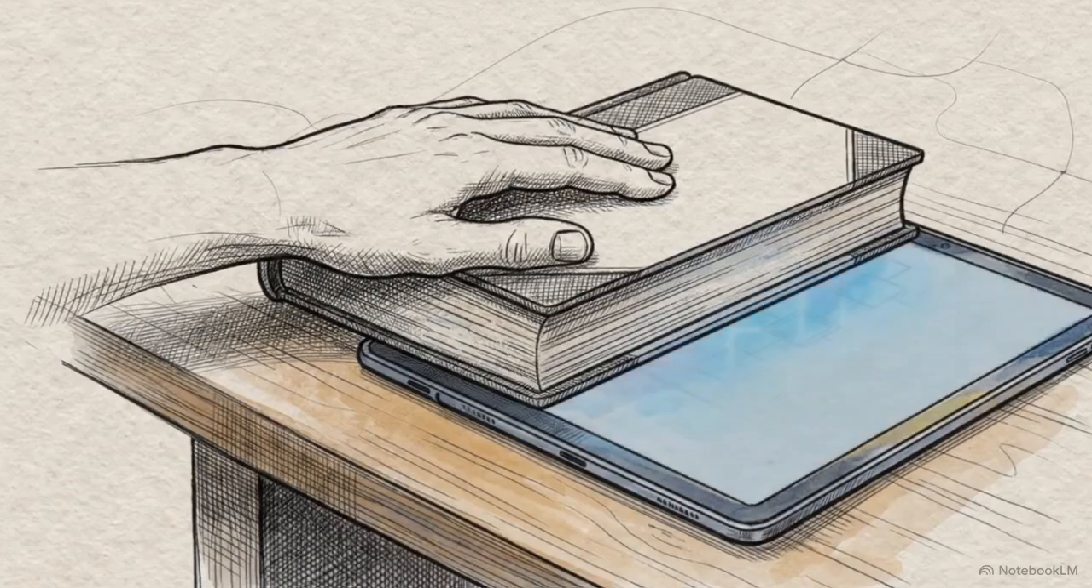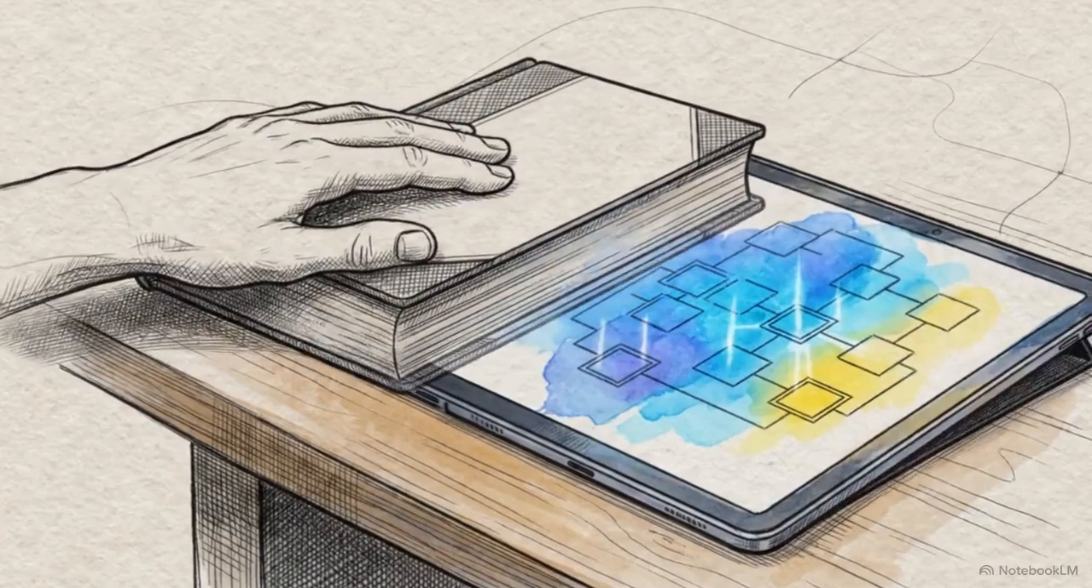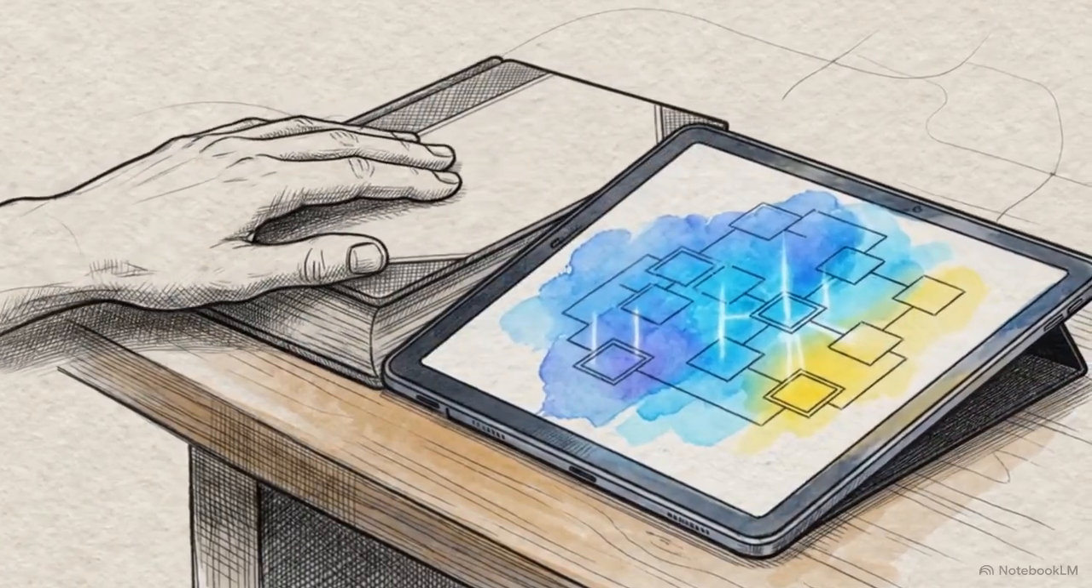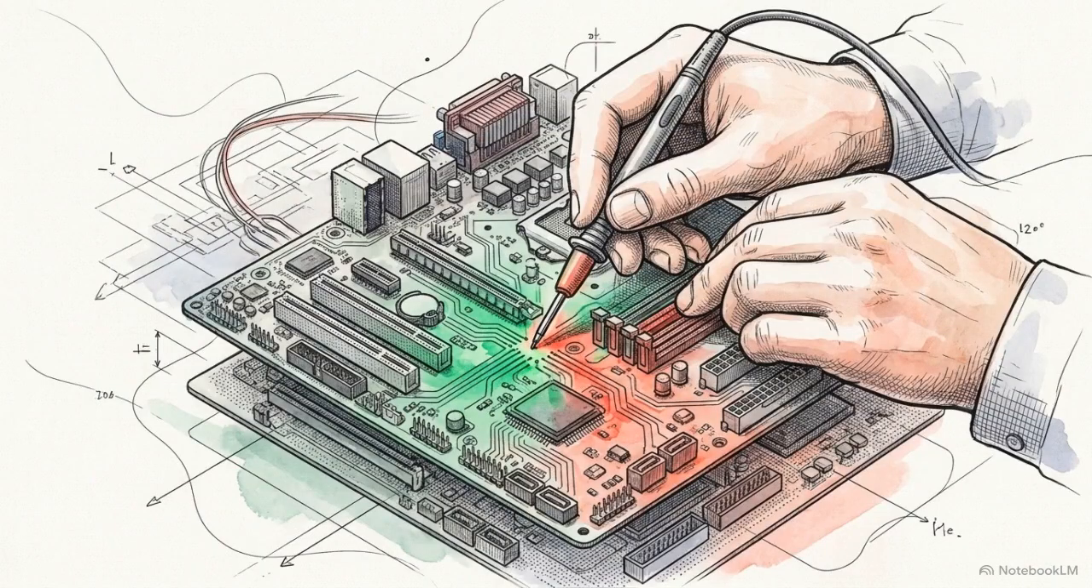Memorizing individual error codes is inefficient. Understanding the exact architectural flow of data is what defines a professional. By mastering this pre-OS timeline, you replace trial and error guessing with targeted, definitive diagnostics.